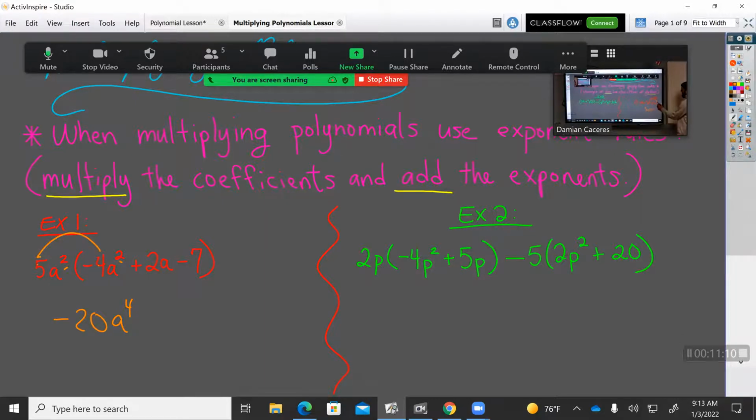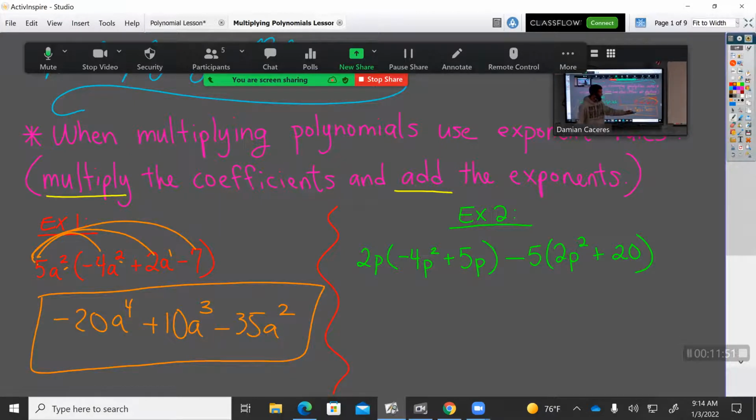Now distribute to the next term. 5a squared times positive 2a gives you positive 10a to the 3rd power. Why is it a 3? Because there's an imaginary 1 on the a exponent. Don't forget it, because that has to be added with the other exponent. Last term, 5a squared times -7. Do you see an a on the -7? That means there's no exponent to add. So you multiply the numbers and get -35, but the exponent is going to stay as a squared because there was no other exponent to add with it.